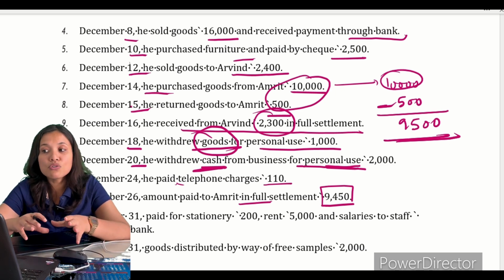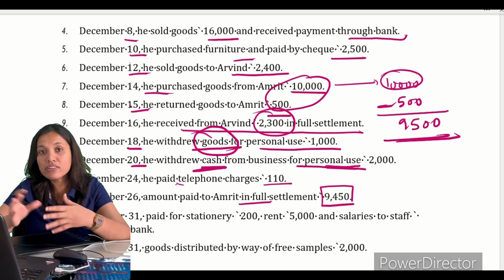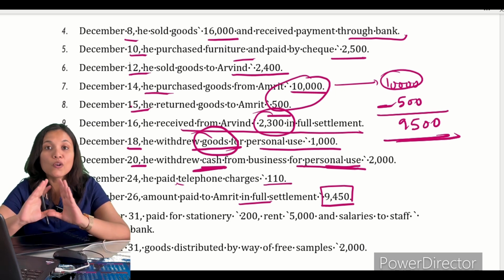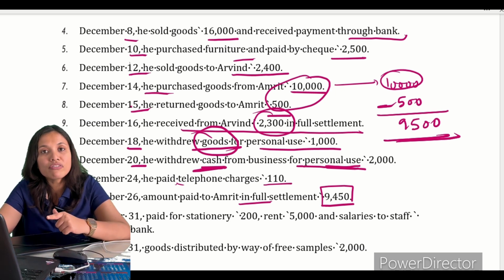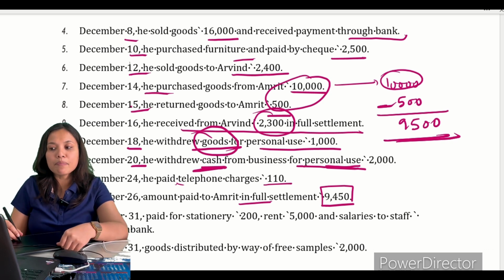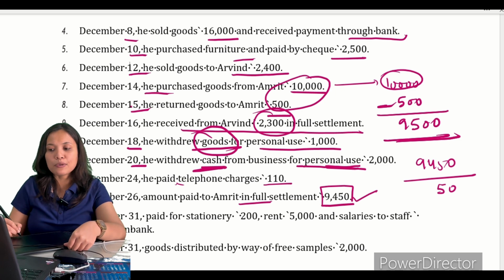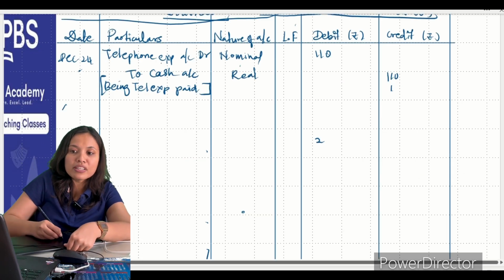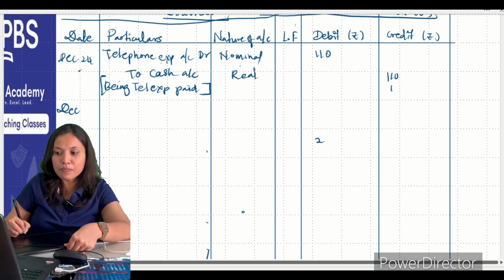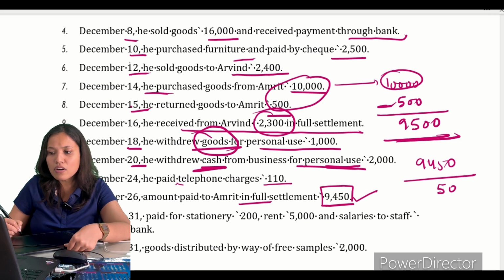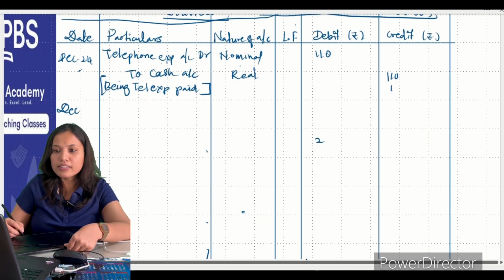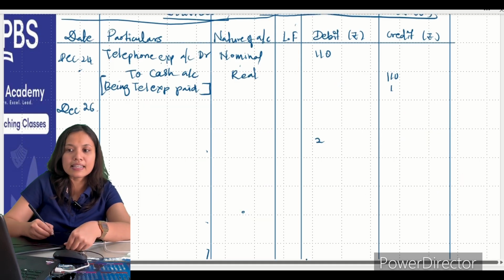Just don't see 9,000 and 9450 and say the remaining is discount 550. No, because there is also a return of 500 to him. So net payable to him is 9500 and we are paying 9450. So what is the amount of discount we are getting? That is 50 rupees. Correct? Because we are making the payment to Amrit. So it is on which date? 26th. So let me write December 26th.